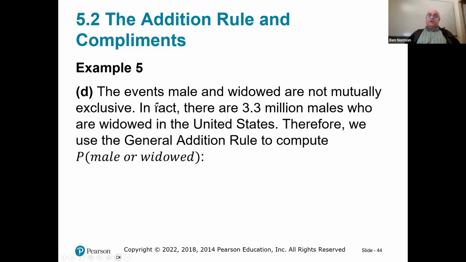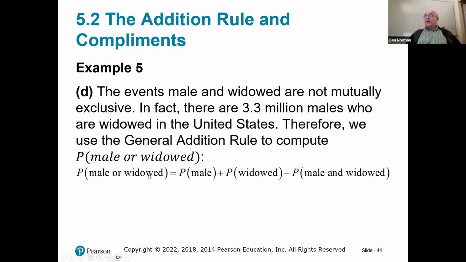The events male and widowed are not mutually exclusive. In fact, there are 3.3 million males who are widowed in the United States, looking at the table. Therefore, we use the general addition rule to compute the probability of being male or widowed. The probability of male or widowed is the probability of male plus the probability of widowed minus the probability of male and widowed.